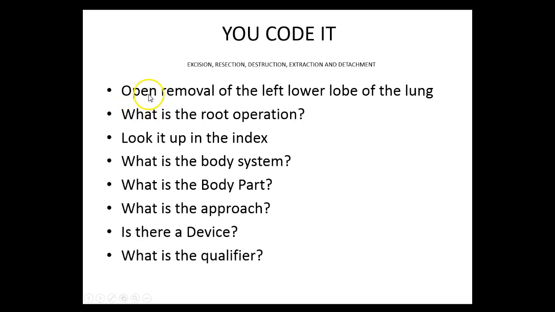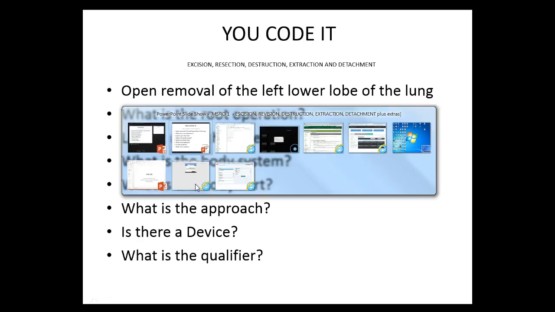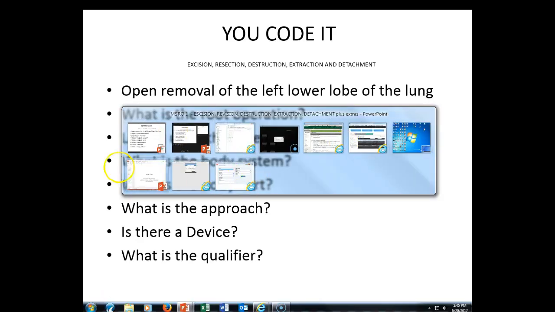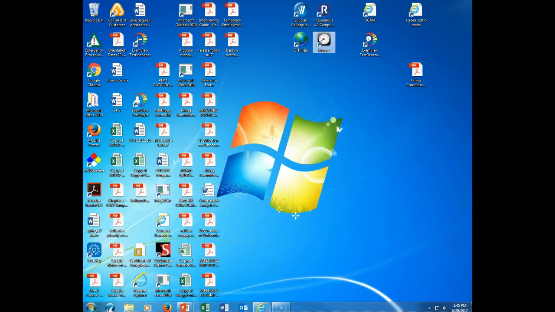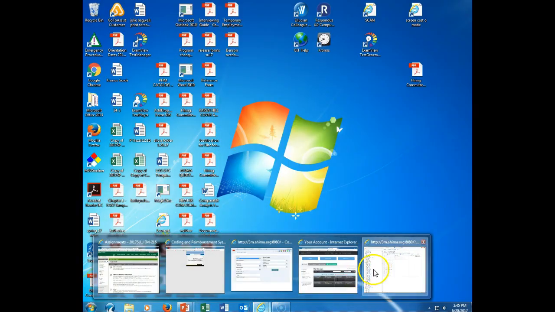Now let's talk about an open removal of the left lower lobe of the lung. So we know that our root operation for this is going to be resection because we're taking out an entire lobe of the lung. The approach is open. There's no device, there's no qualifier, it's the respiratory system. So let's go back.